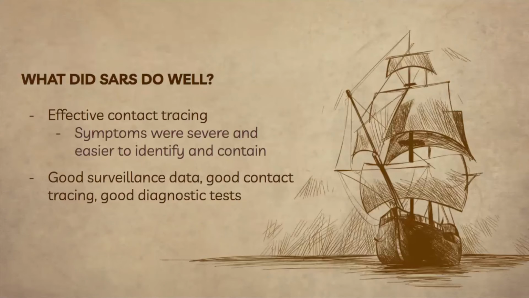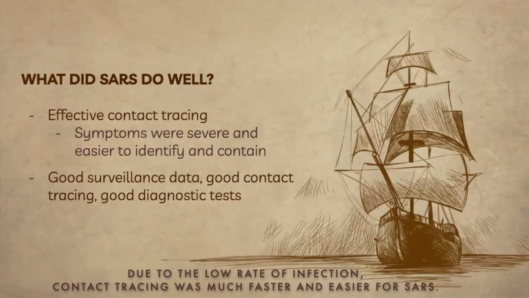Right, so what was contact tracing like during SARS? Contact tracing was actually really effective with SARS, largely because symptoms were severe and therefore easier to identify and contain for successful early case investigations. As we discussed, it also had a lower infection rate, and since virus infection cases grow exponentially, this allowed contact tracing to be easier and faster than what we might expect for COVID-19.